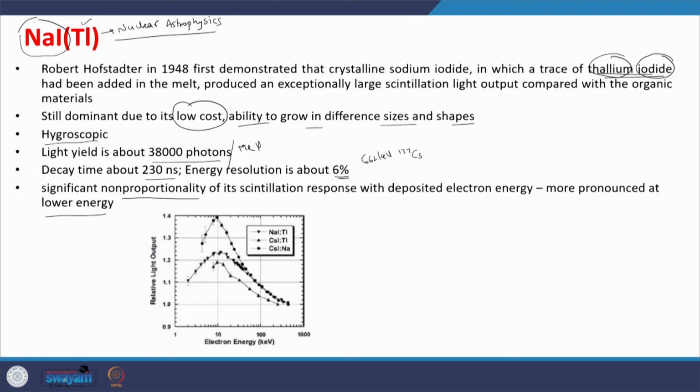And this diagram shows the variation of light output versus electron energy. Now, you can ask a question. This inorganic scintillator is mainly used for gamma rays, because it is hygroscopic and we are encasing it inside some metal. It cannot be used for the detection of charged particles, and it is not very sensitive to neutrons as well. So, mainly it is used for gamma rays.